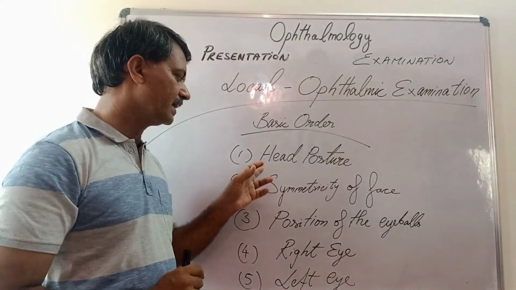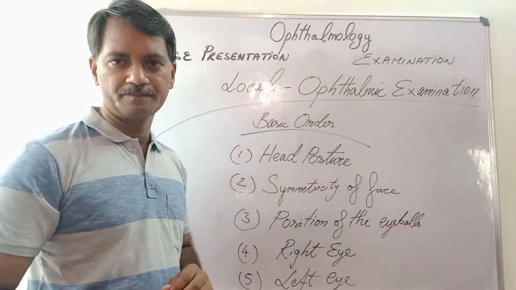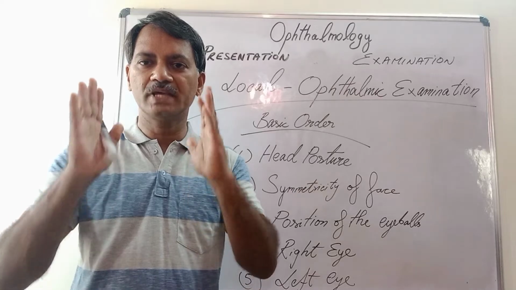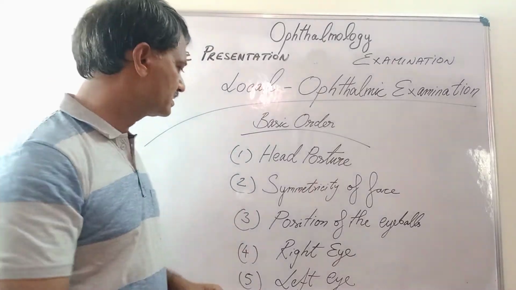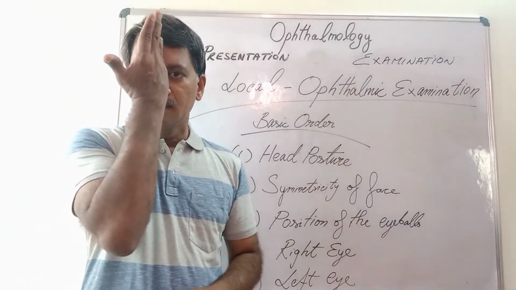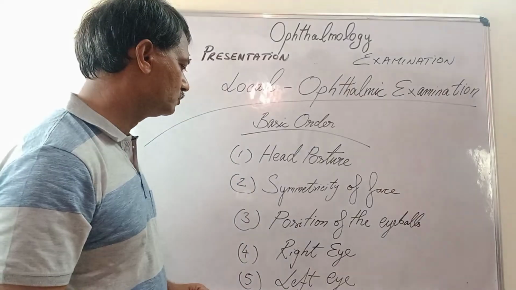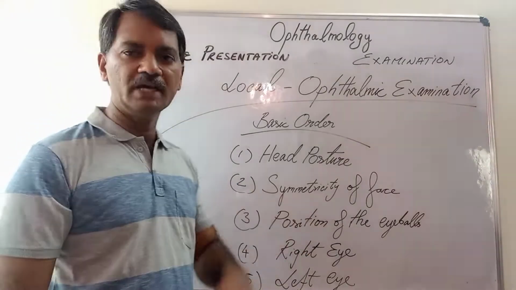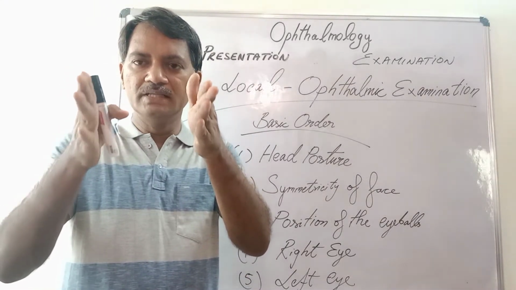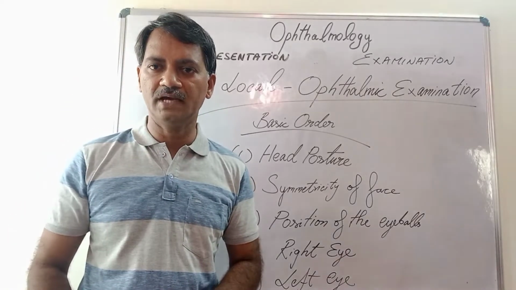The first thing we have to examine in ophthalmic examination is the head posture. Head posture is the position of the head when the patient is looking straight ahead. The next thing we have to examine is the symmetricity of the face, whether each half of the face is symmetrical or not. The third thing we have to see is the position of the eyeballs. What is the position of both the eyeballs when they are looking in a particular direction? So that is about the position of the eyeballs.